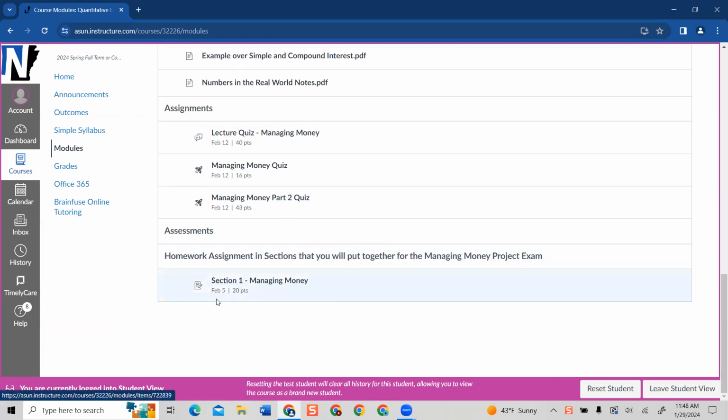On this one here, this is due by February the 5th, and I'm going to explain this one. You're going to have section 2, 3, 4, however many sections I need to come up with for the managing money project exam. You're going to do it in parts and you're going to submit it. So let me go over that here. And that's going to make it easier for when you actually get that project exam. You're going to have it all done. You're just going to have to put it together and then explain it in essay form. I'll go over that when the time comes.